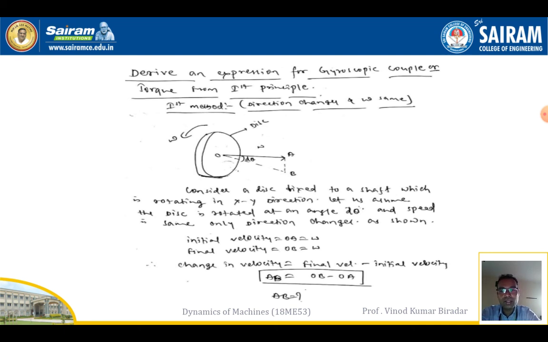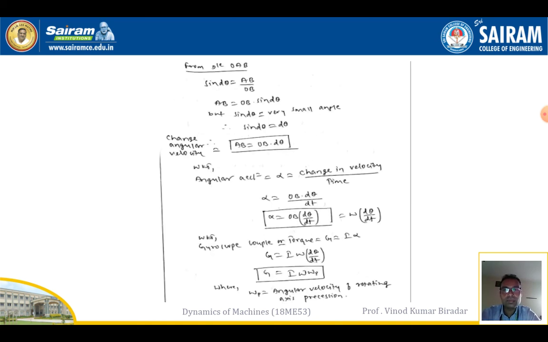Here the initial velocity OA is equal to omega, and the final velocity OB is equal to omega. Therefore the change of velocity is the final minus the initial velocity, that is AB is equal to OB minus OA. So you need to calculate AB. From the triangle OAB, sin d theta is equal to AB by OB. So AB is equal to OB into sin d theta. But sin d theta is very small, so neglect. So AB is equal to OB into d theta. That is called the change of angular velocity.